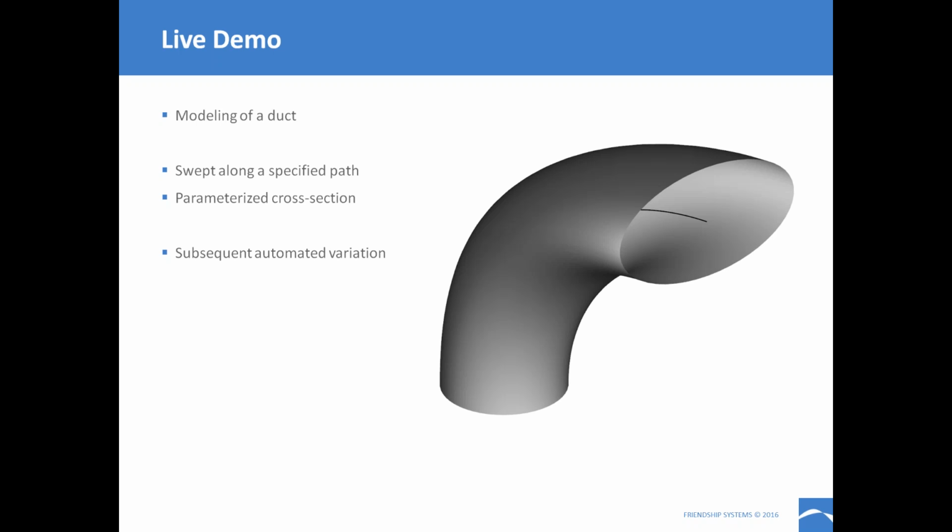The idea here is that we want to build a simple geometry model. As you can see in the picture, this is supposed to be a duct that is swept along a specified path, and this duct has a parametrized cross-section that can be varied along the path of the sweep. And at the end, when we have set up the model, I would like to show you also quickly how to make it ready for an automated variation and how to run this variation.